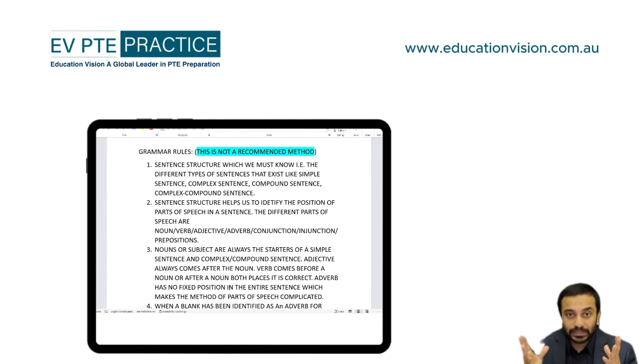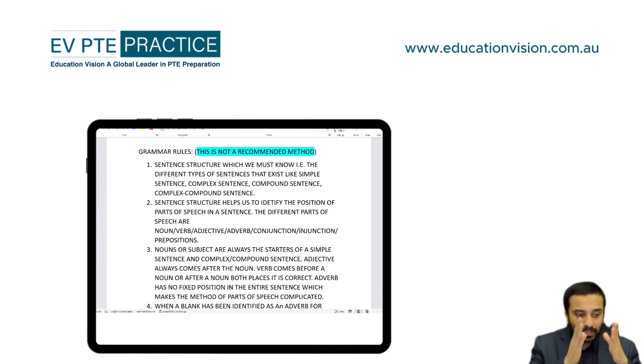So the first thing is I have to identify the correct structure. Then in point number 2, I need to know all the parts of speech, exactly what they mean. What is a noun? What is a verb, adjective, adverb, conjunction, interjection, preposition? I need to know all of these. And in point number 3, I should know their position, which is the most tricky part of grammar.